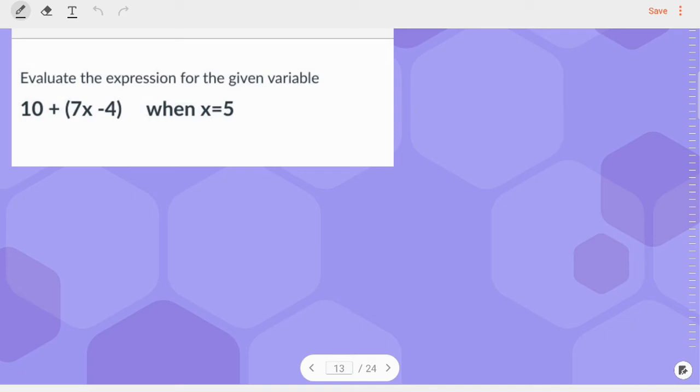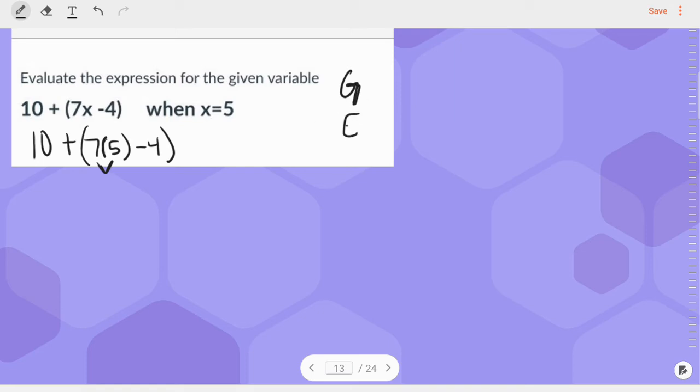Next problem. Evaluate with this expression. 10 plus 7, parentheses. I'm going to replace the x, put in the 5, minus 4. What am I going to do? Order of operations. Any grouping symbols going on here? There sure is. I'm going to work inside the grouping symbols.